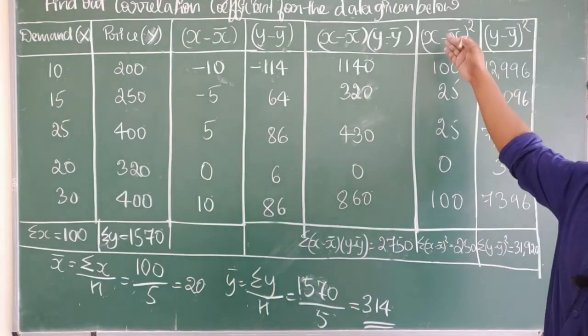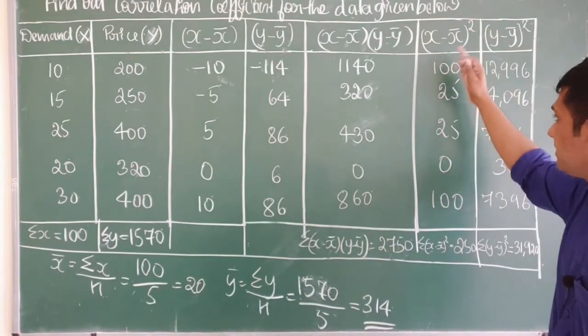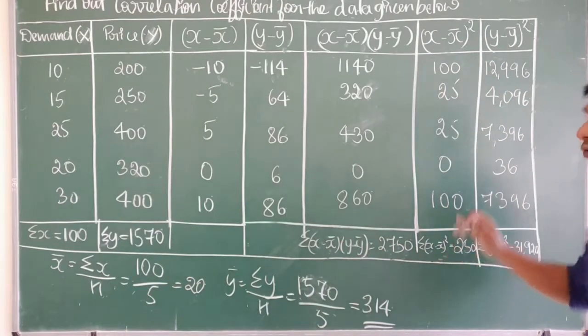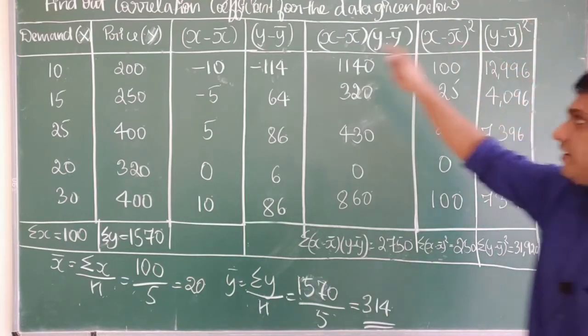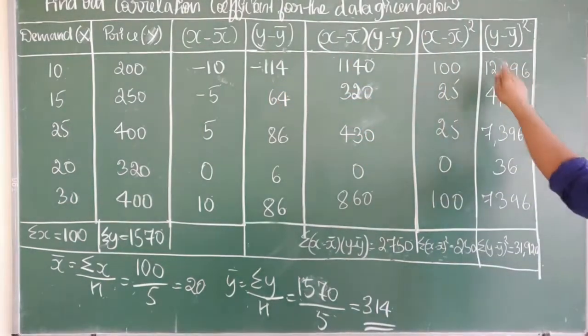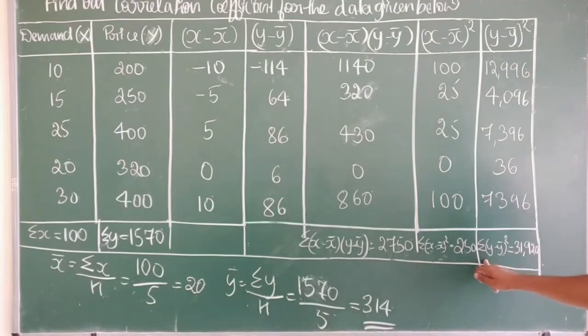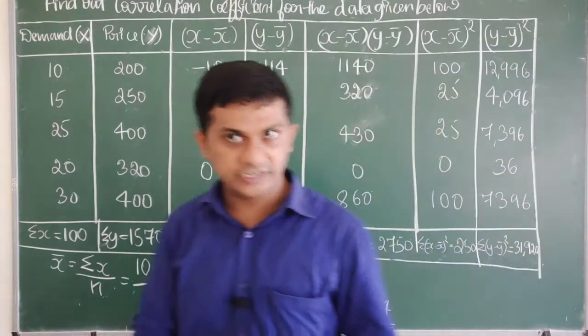And then we need to calculate the denominator component, that is sigma x minus x bar square, which I have calculated as 250, into sigma y minus y bar square. Y minus y bar is here; square these values, and the sum of these, sigma y minus y bar square, is equal to 31,920. So whatever values we need, I have already calculated.